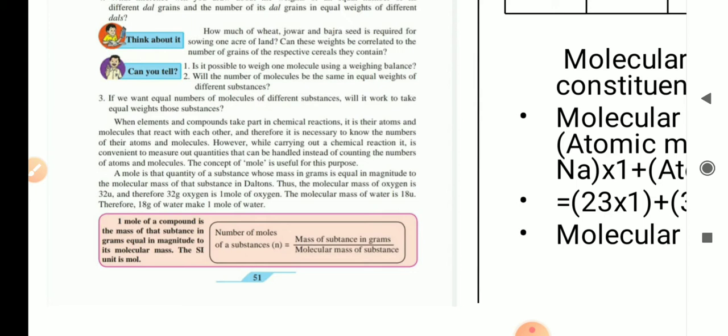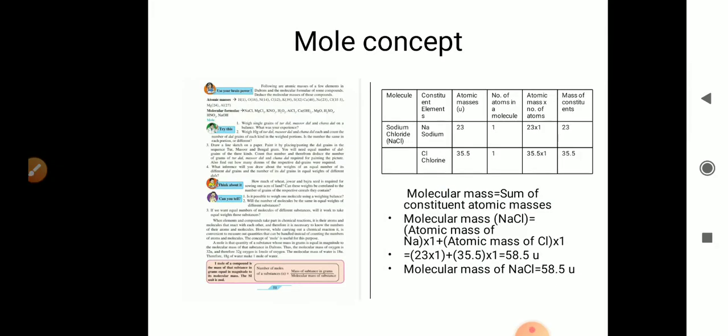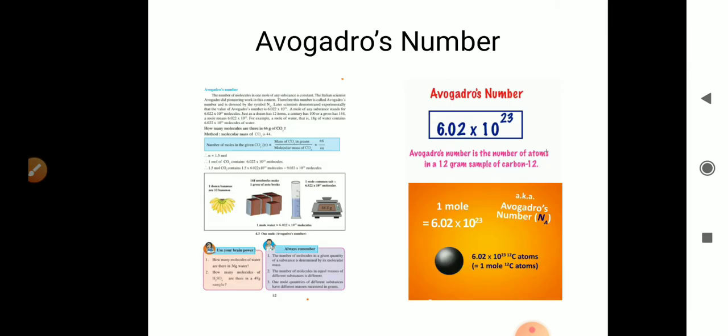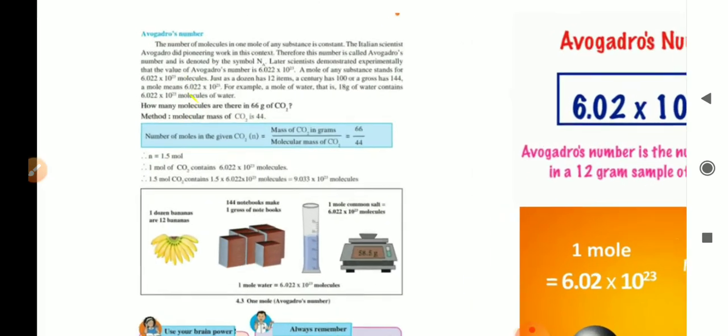Now, 1 mole of a compound is the mass of that substance in grams equal in magnitude to its molecular mass. The SI unit is mole. Number of moles of a substance, N, is equal to mass of the substance in grams upon molecular mass of the substance. Now let us go to the next page. Let us learn the concept of Avogadro's number.